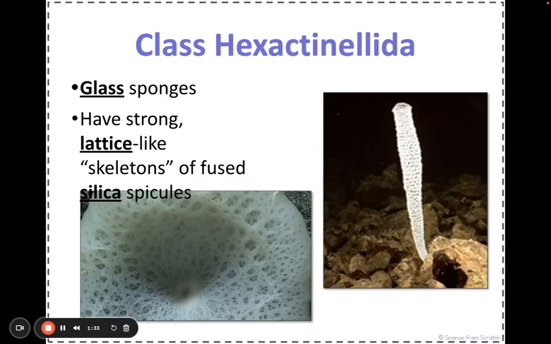Second class we're going to talk about, this is class Hexactinellida. Okay, these are glass sponges. They are strong. They have a lattice-like skeleton of fused silica spicules, which you can kind of see looking in here, right? They kind of almost look like they're woven together. So think about this one, hexa. Their spicules have 6 points to them, which is partly how they got their name. And this class does not have spongin in the internal skeleton.